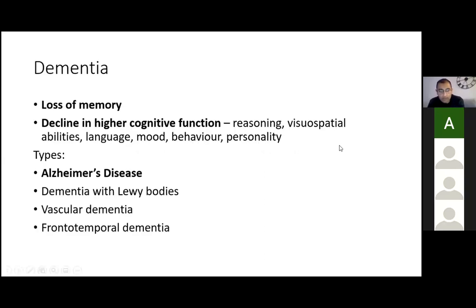So, confused patient. So just to cover dementia. Another question.